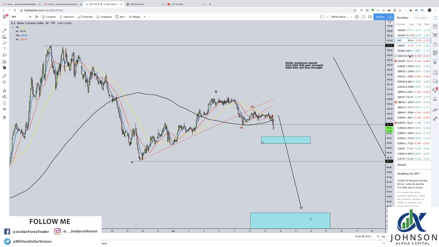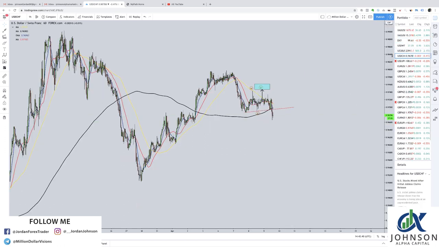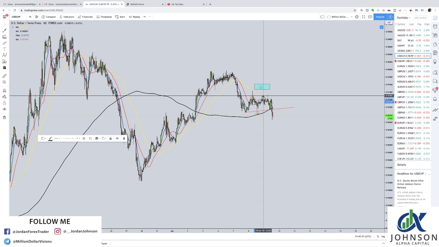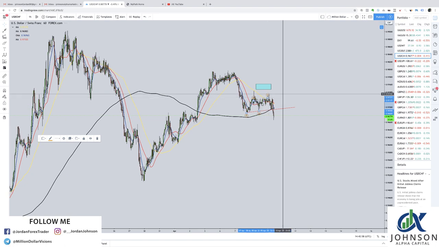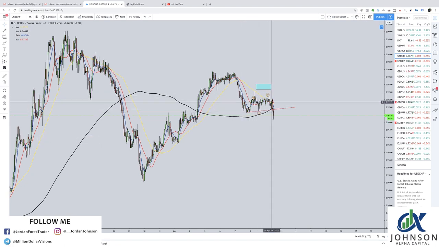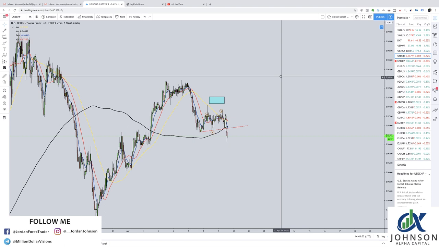Let's look into some of the Forex pairs, looking at dollar Swiss. Yesterday I mentioned that kind of like dollar breakout, come down. We didn't quite get to this blue box as I was anticipating. Here we got this break of trend line. So a few things that could happen with this.